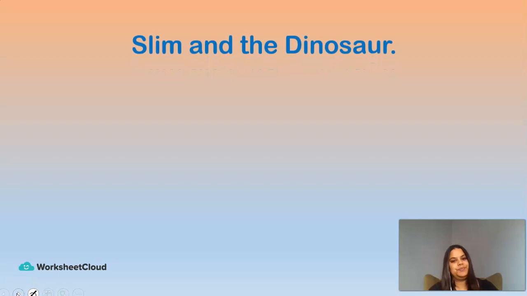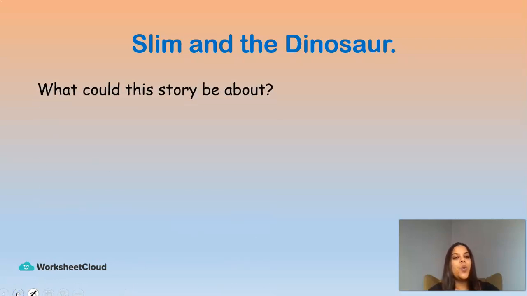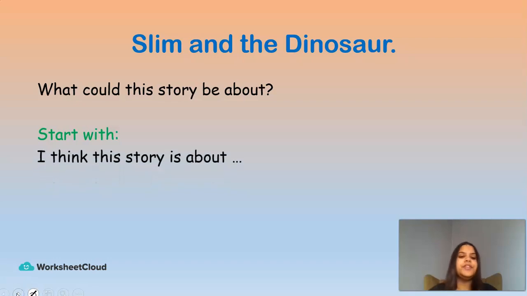So, Slim and the Dinosaur. That is the name of the story we are going to read. As grade 4s, I want you to sit there wherever you are and try to think, what could the story be about? Okay? And then I want you to start with, I think the story is about. So on your page, I want you to write down, I think the story is about, and finish that sentence for me, please, grade 4s.